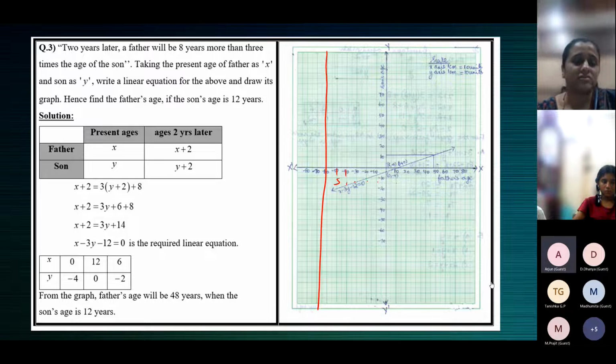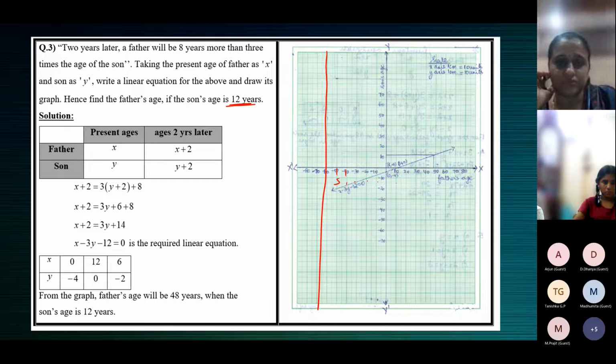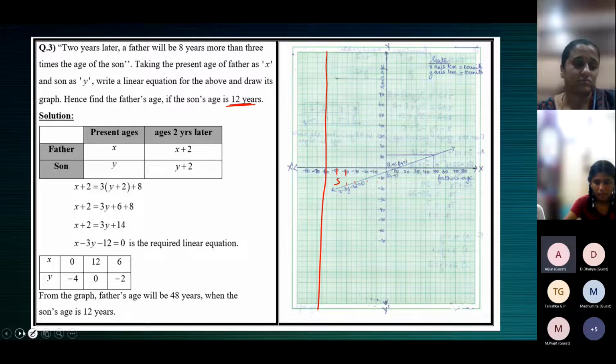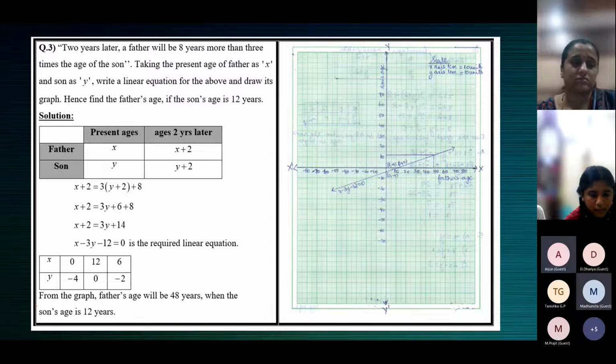And on the Y-axis, you must have Y is equal to 12. So it's enough if you have 12 on the Y-axis. You can take a little more than that, but to find this answer graphically, you need to find the value 12 on the Y-axis and 48 on the X-axis. Am I clear, children? Yes, ma'am.